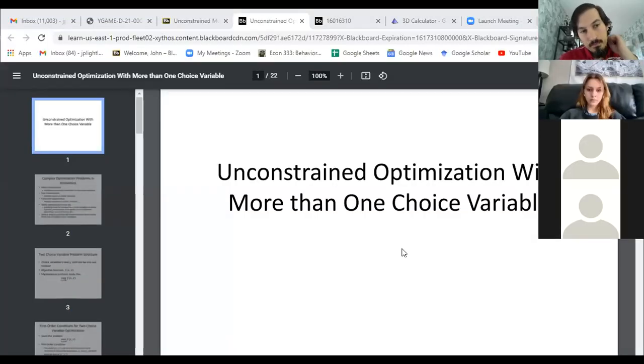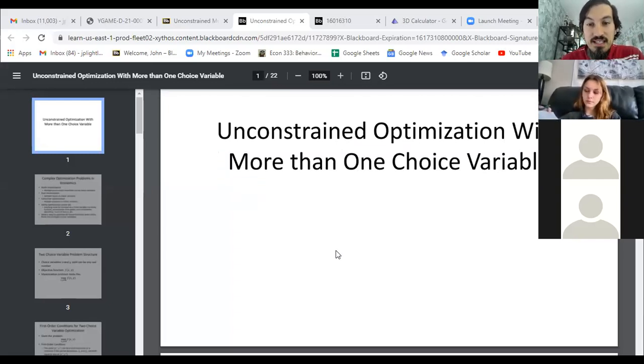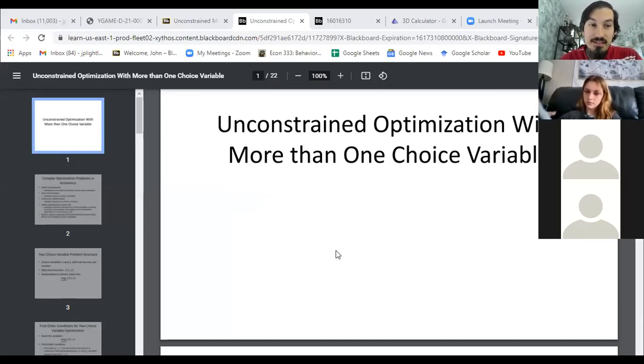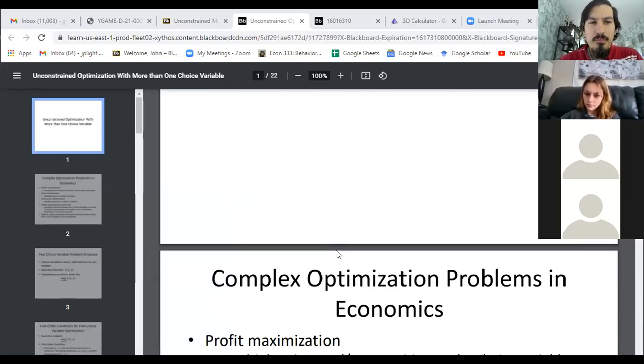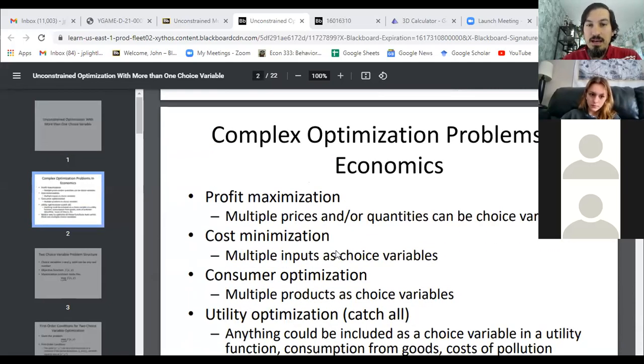This is from Blackboard under course documents. There's a file called unconstrained optimization with more than one choice variable, and that's what I want to talk about now. It is a process that's quite important in economics. In fact, it's so important, you've probably done it already in some other class or maybe something similar to it, if not exactly this. Why is it so important in economics?